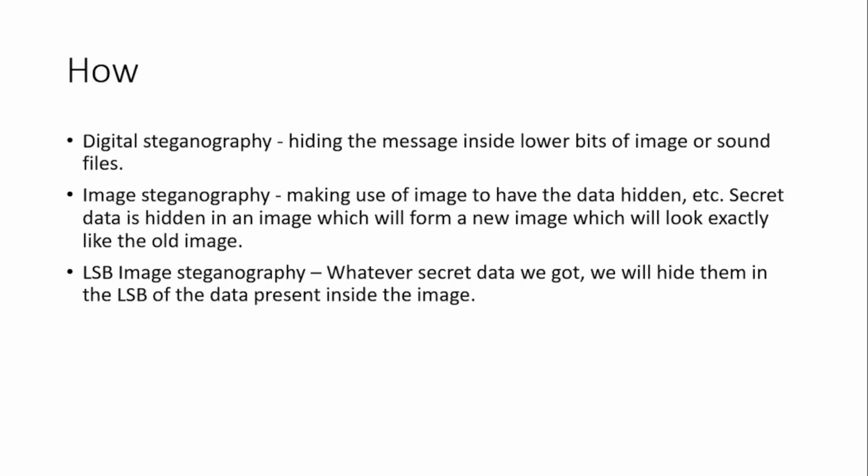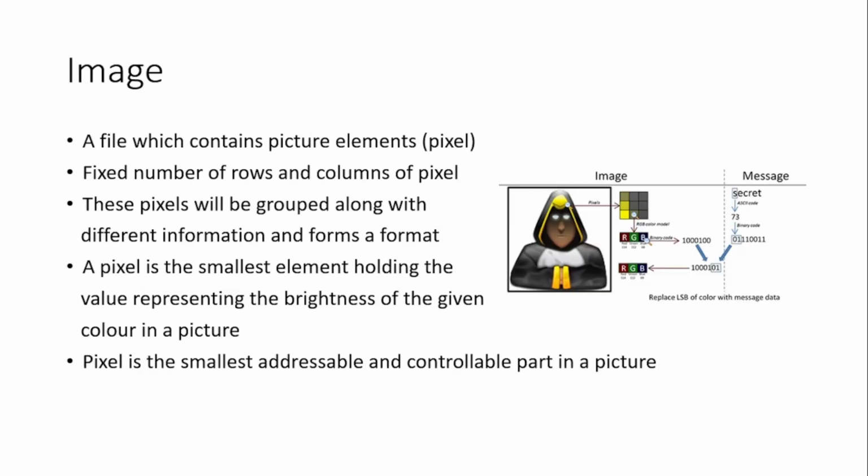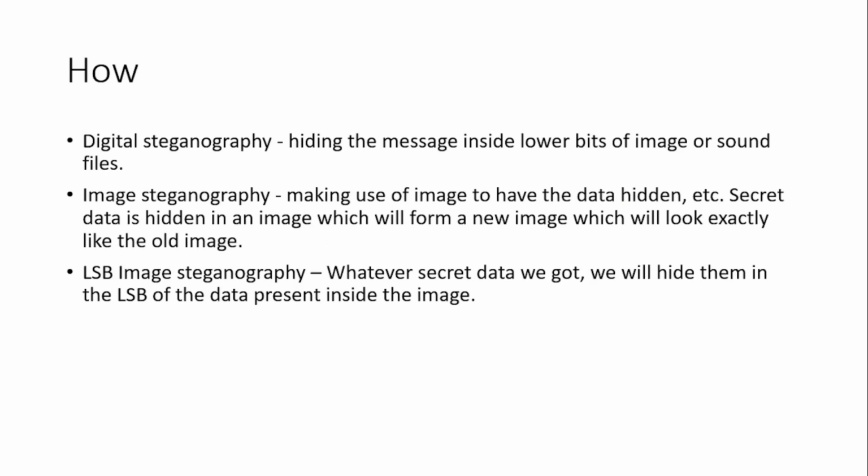The secret data is hidden in an image, which will form a new image that looks exactly like the old image. In this project, we take an image and pass the secret message along with it, and we modify the LSB bits of the image's pixel data. We encode the message inside that image and recreate another duplicate image which contains the data. The original image encoded with the secret data forms a new image, which we call the steganography image or stego image. Since the modification is done in the LSB, only minor changes in its resolution will happen.